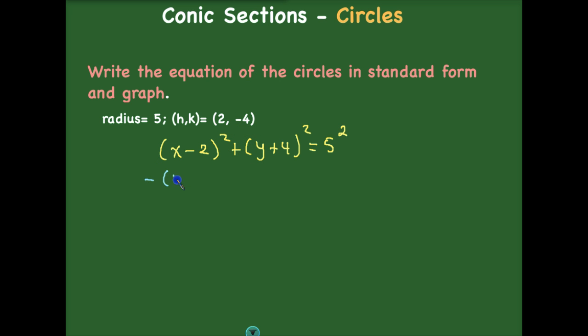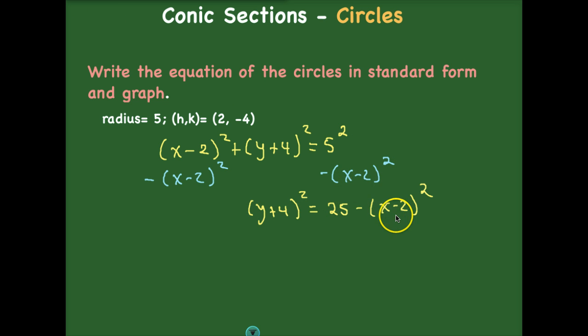The first thing is to subtract the (x minus 2) squared term to the other side. When I subtracted the (x minus 2) squared term, I went ahead and simplified the 5 squared to just give us 25. Now, in order to get the y by itself, I need to undo this square, so the parentheses will go away and I can subtract 4. So what I would want to do is take the square root of both sides. When I do that, I'm going to be left with y plus 4.